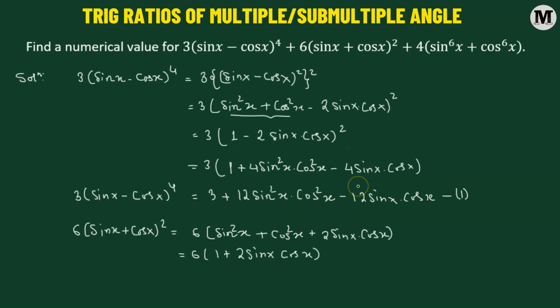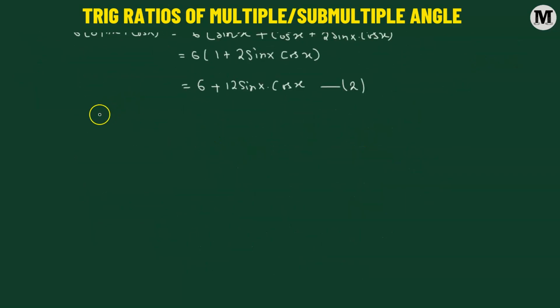Moving on to the third term, we have 4 times sine of x whole raised to the power of 6 plus cosine of x whole raised to the power of 6. Let's work with that one. We have 4 multiplied to sine of x whole raised to the power of 6 plus cosine of x whole raised to the power of 6. Now we're going to rewrite each of the terms as 4 multiplied to, so sine of x raised to the power of 6 can also be expressed as sine squared x whole raised to the power of 3. Similarly, cosine x raised to the power of 6 can be expressed as cosine squared x whole raised to the power of 3.